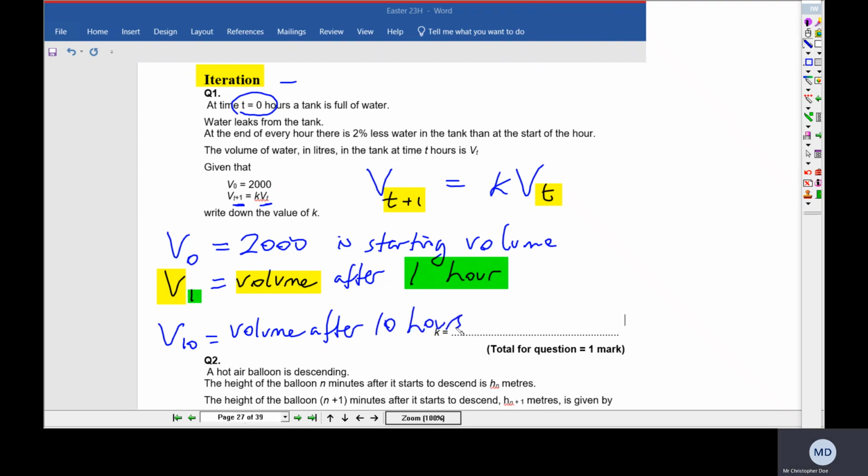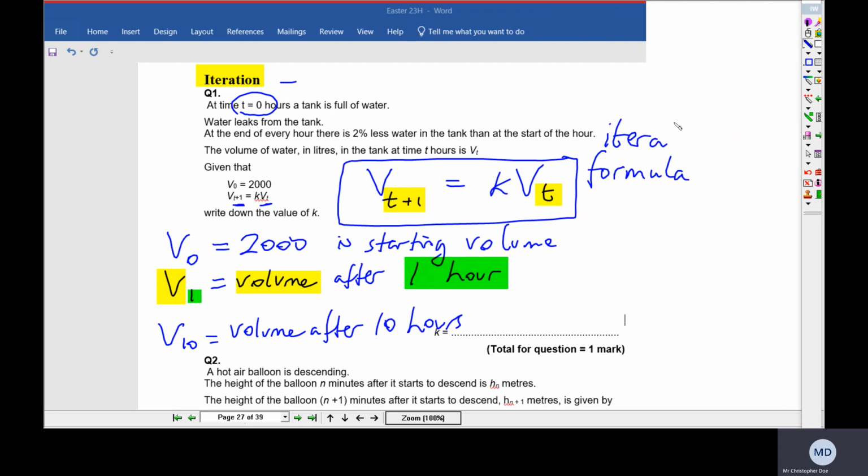You sure? Yeah. But that still doesn't mean much because you need to know how much water is going to be there in 2 hours, 10 hours. I've got no idea. There would have to be some sort of a formula to help you. We could call it an iteration formula, or it could be called a recursive formula. Iteration and recursion basically are the same thing, just different nouns or adjectives to describe what's going on.